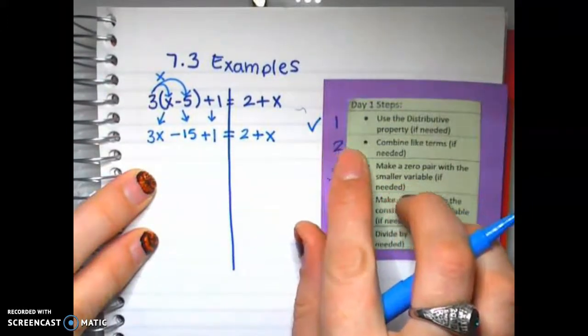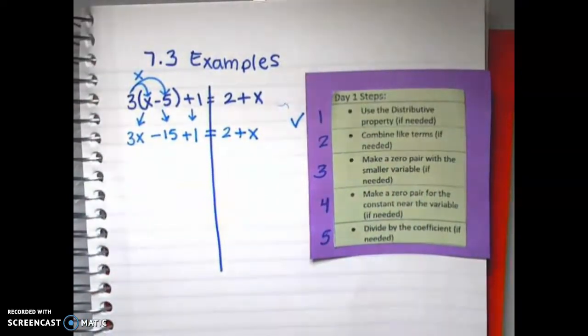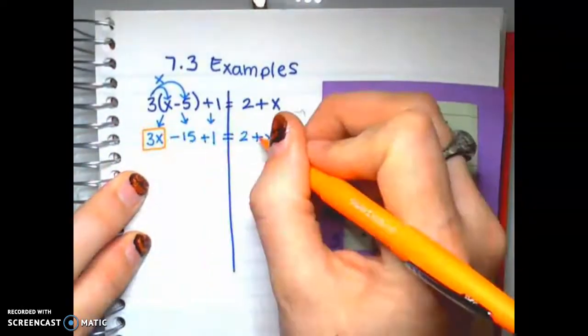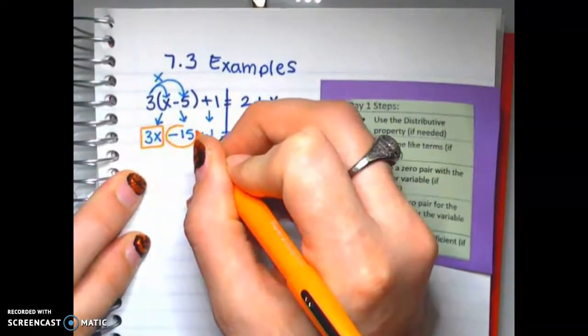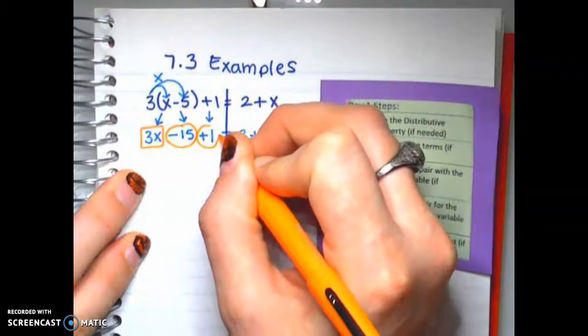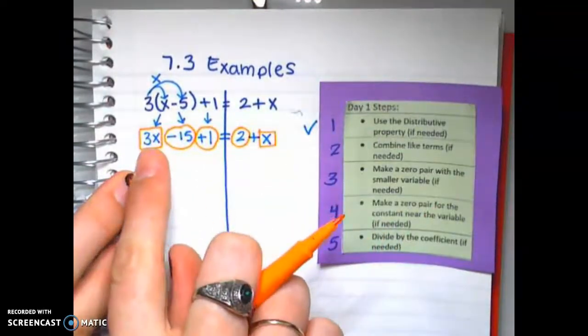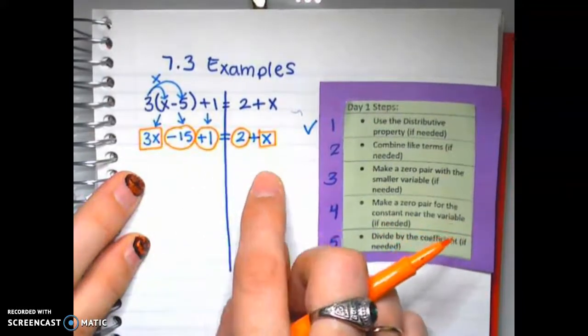Okay, step 2 says combine like terms if needed. So remember, like terms are the terms that look similar. I would box my terms or circle them. So I'm going to box my 3x and this x, and then I'm going to circle my constants. Remember, constants are numbers that don't have variables. So I have 3 terms on this side and 2 terms on this side. I need to condense them.